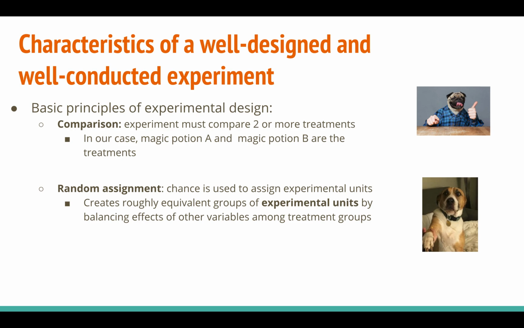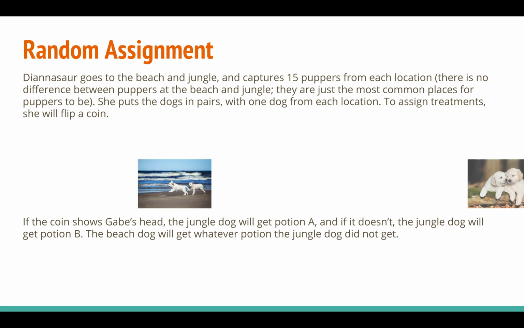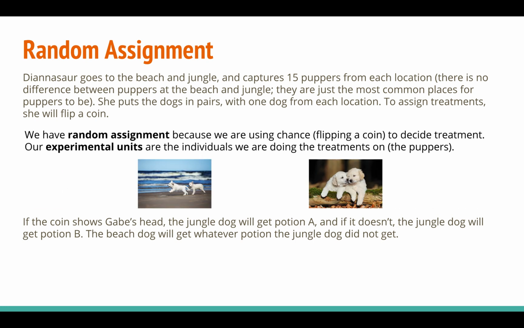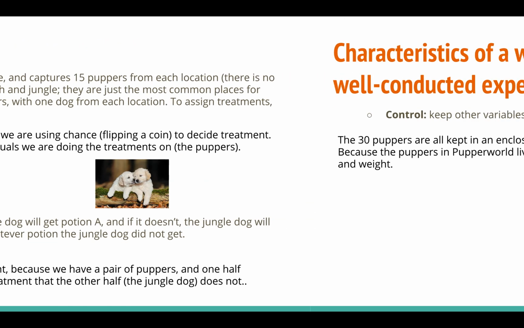Does our experiment utilize random assignment? Yes, it does. We assign treatment to the puppers, our experimental units, by flipping a coin, which is a chance process, so we have random assignment. Our experiment is also a matched pairs assignment, because we have a pair of puppers, and one half of the pair gets one treatment, and the other half of the pair gets the other.